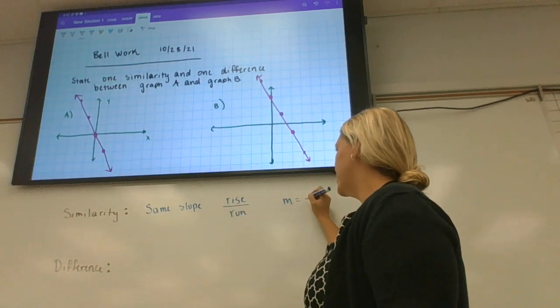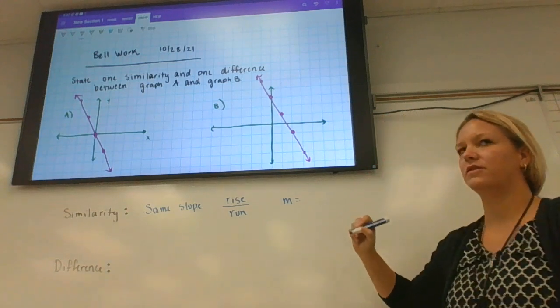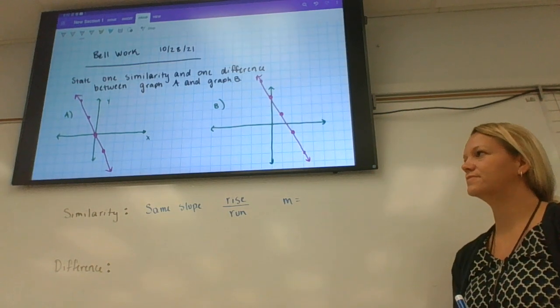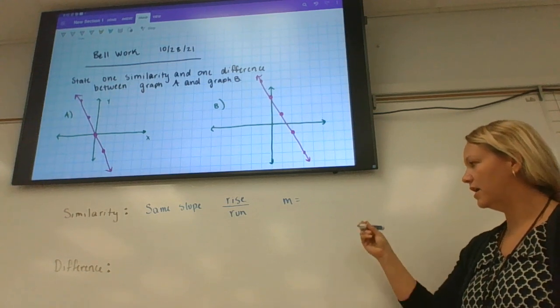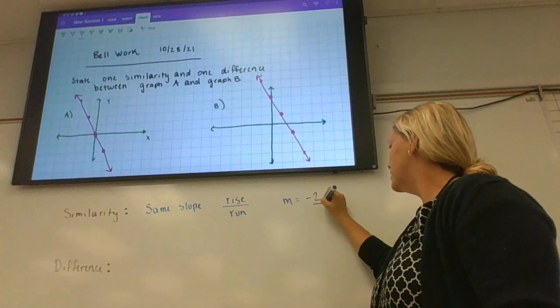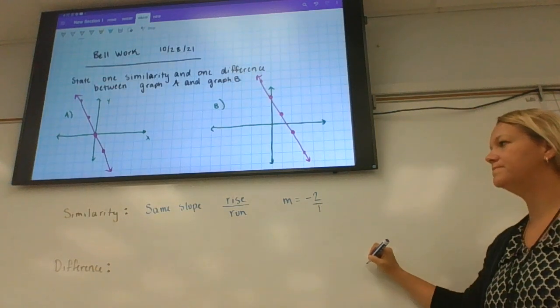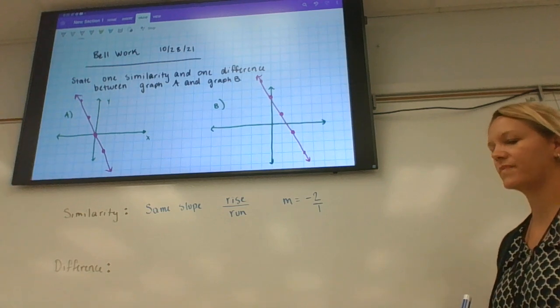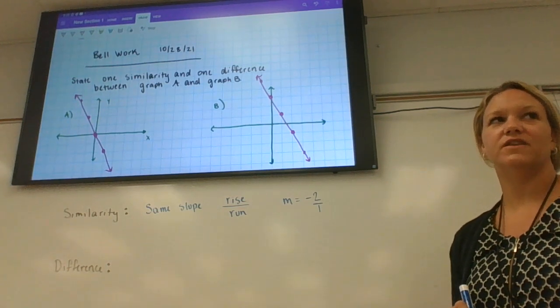We call that M, right? Or we can even call it K for the direct variation one. What is the slope? Yeah, you can say 2 over -1, -2 over 1. They both go down 2 over 1, down 2 over 1. So what is their difference?